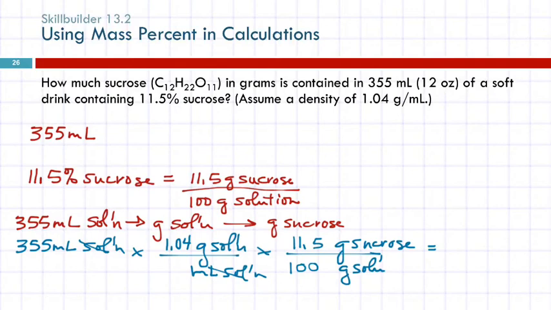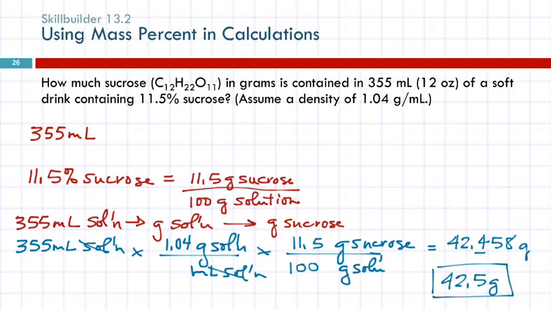So 355 times 1.04 times 11.5 divided by 100 is 42.458 grams. And rounding to the correct number of significant figures, 42.5 grams of sucrose. That's a lot of sugar in a can of soda. Any questions? Dimensional analysis again.